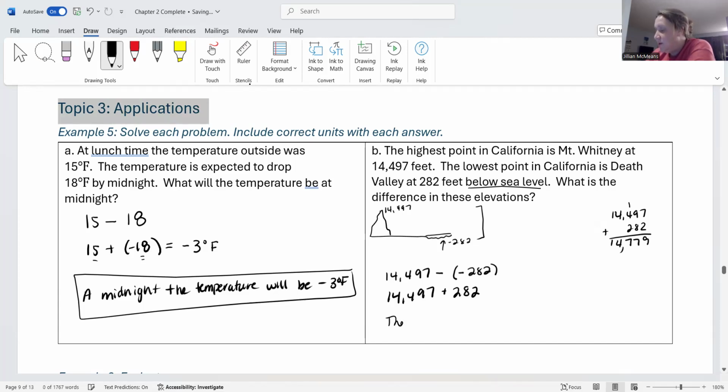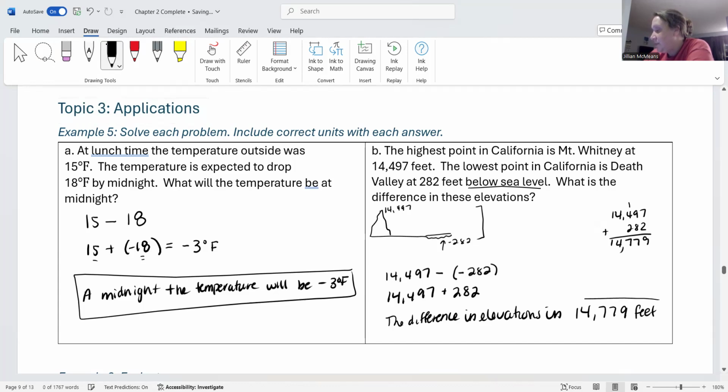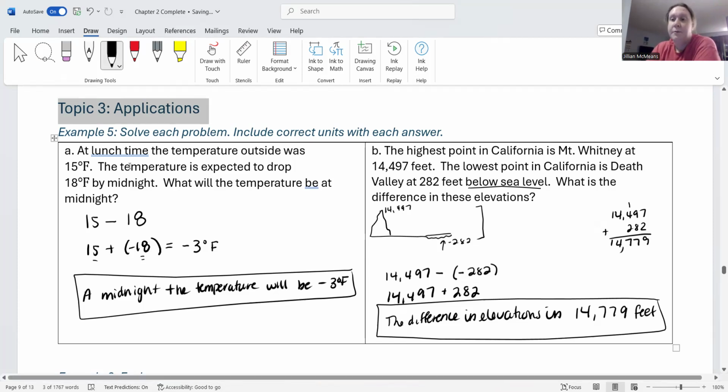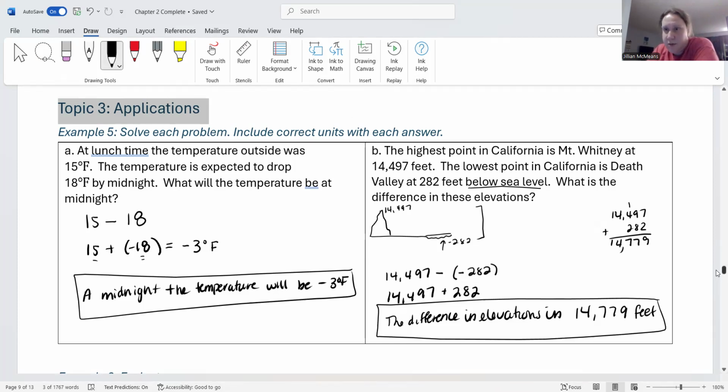So we would say the difference in elevations is, I was about to put a dollar sign, it's late, is 14,779 feet. All right. And there you have it. So we have Mount Whitney up here, we've got sea level, and then just below that, we've got Death Valley. What's the distance between the two? What's the difference in their elevations? It would be 14,779 feet.